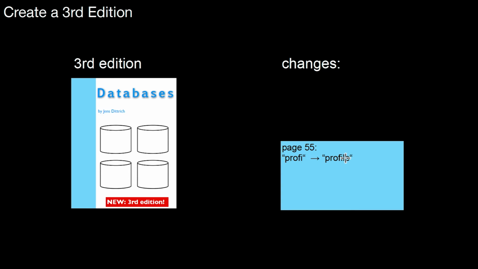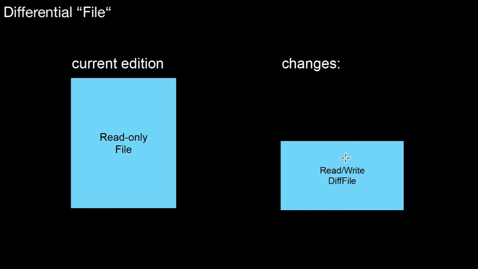This principle of collecting the changes in a separate list, in a separate structure, and then eventually merging the changes with the existing version is called differential files in data management. It's exactly the same idea as publishing books. So on differential files, we have a current edition of the file and we have the changes we actually need to apply to that file.